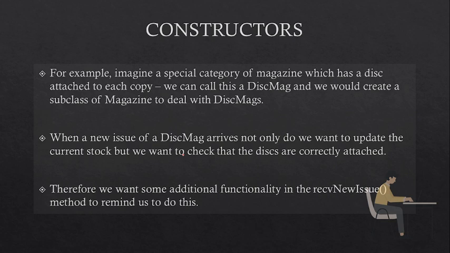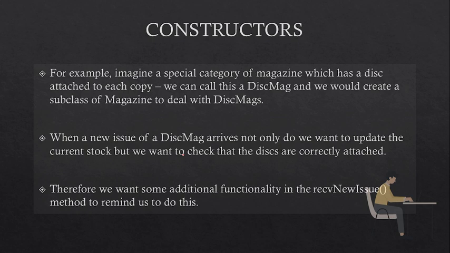Okay, so imagine meron kita isang special category sa magazine box which has a disk attached to each copy. You can call this a disk magazine, and we would like to create a subclass of this to deal with your disk magazine. So when a new issue arrives, not only do we want to update the current stock, but we also want to check that the disks are currently attached. Therefore, we want some additional functionality in the receive new issue method to remind us to do this.